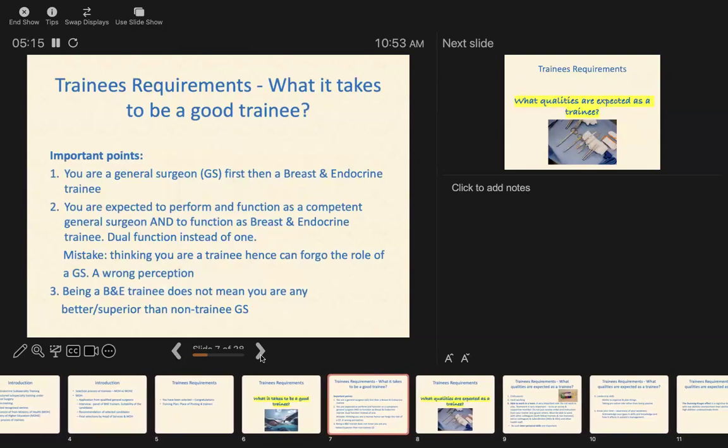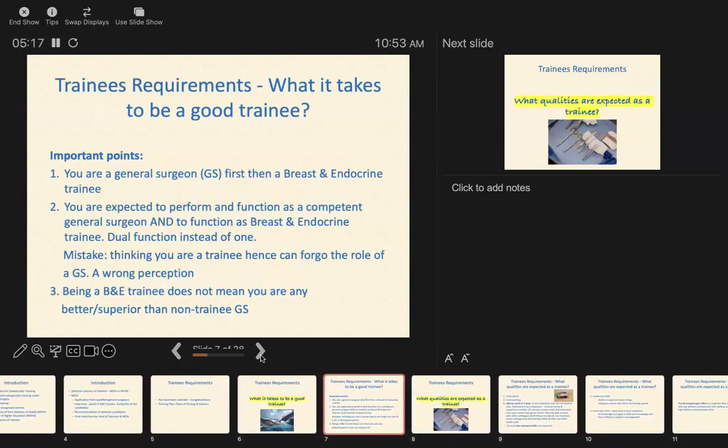There are a few important points. First of all, please remember, you are a general surgeon first, then trainee number 2, okay? Not the other way around. So you are expected to perform and function as, the word is competent general surgeon. So wherever you go, the general surgical service is still there.